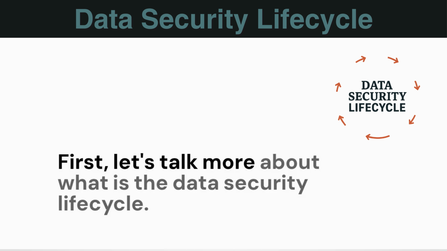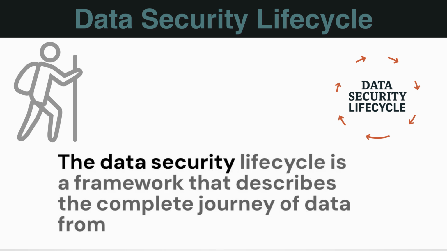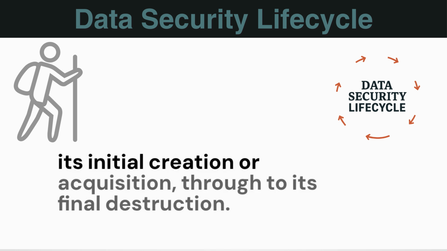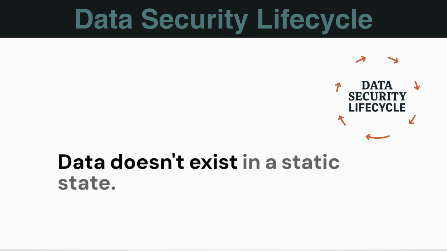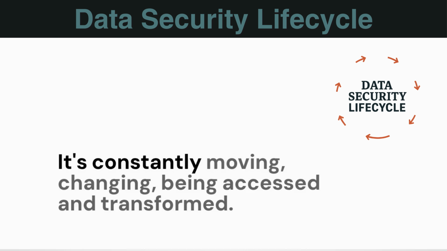First, let's talk more about what the data security lifecycle is. The data security lifecycle is a framework that describes the complete journey of data from its initial creation or acquisition through to its final destruction. It's a conceptual model that helps security professionals think systematically about data protection. Data doesn't exist in a static state. It's constantly moving, changing, being accessed, and transformed.